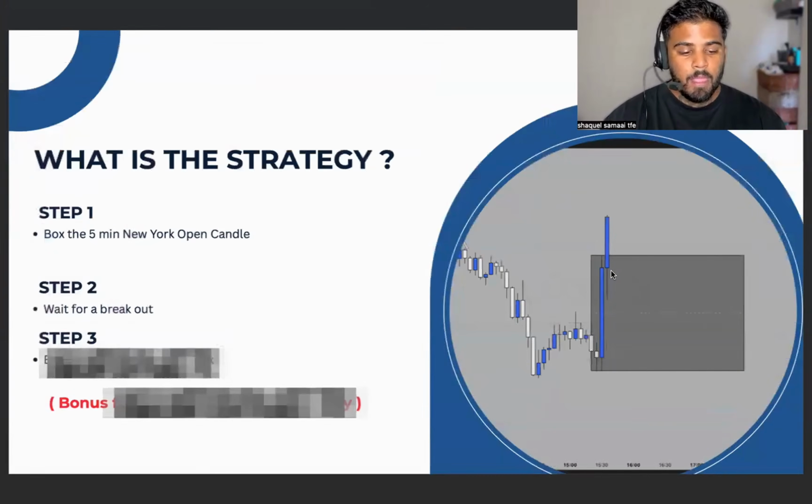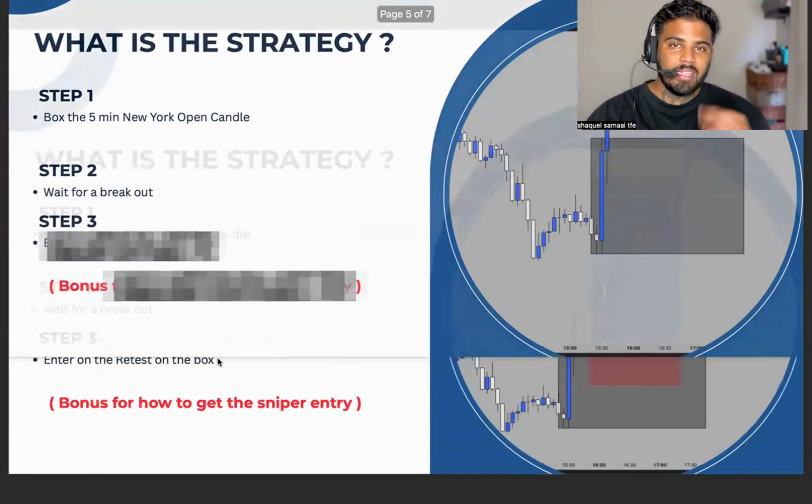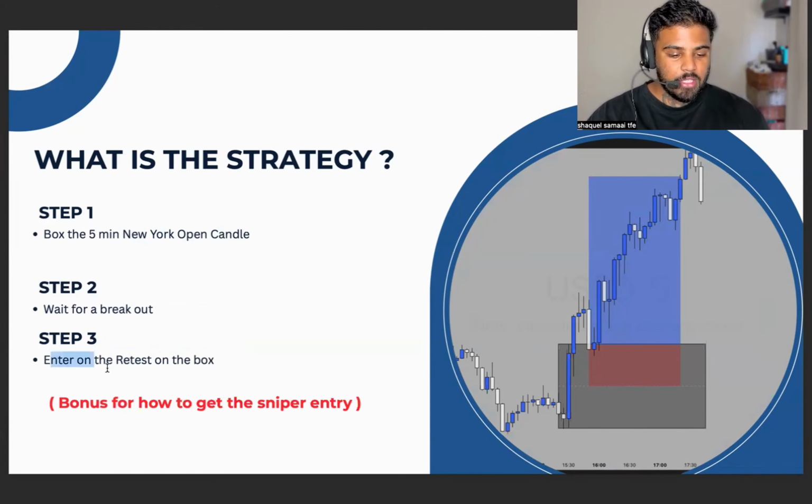Next step, guys, wait for a breakout. It's very simple. As you see, market breaks out over here, guys, nice and clearly. And step 3 is enter on the retest of the box. As you can see right here, market literally just broke out, retested, and took off for a 1:4.